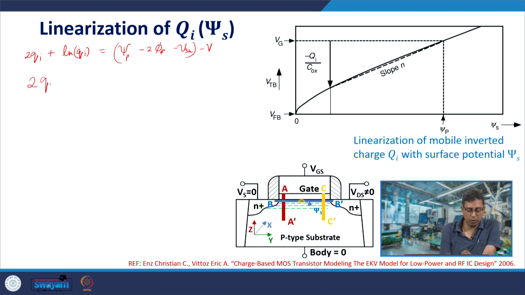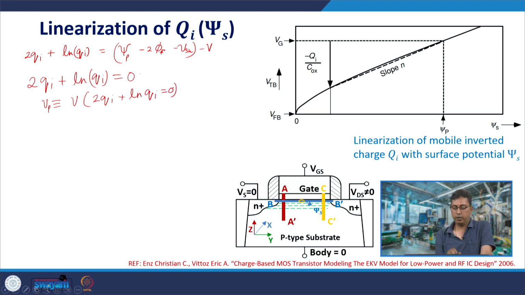So, what does that mean? 2 q I plus natural logarithm of q I is 0. What does that mean? That value of V, we call the pinch off potential. What is that value of pinch off potential? It is the normalized chi p, minus 2 phi f minus VSH. Okay. So, now this is that value of pinch off potential. So, what happens when V is smaller than the pinch off potential?